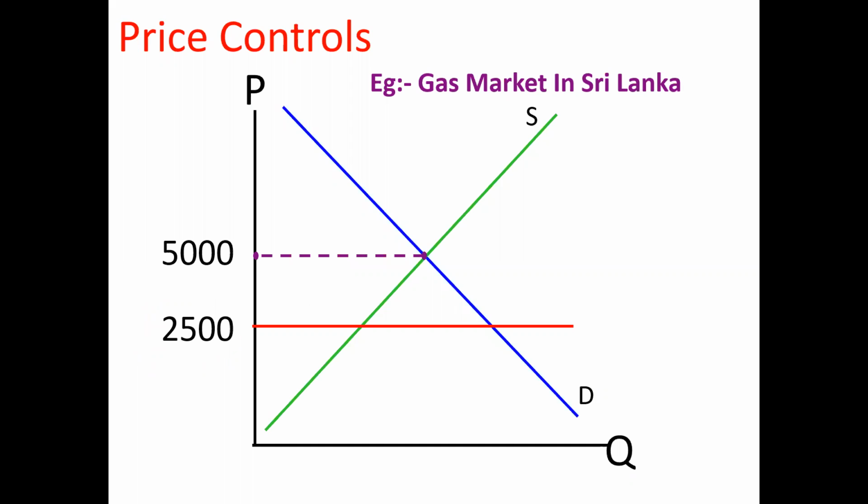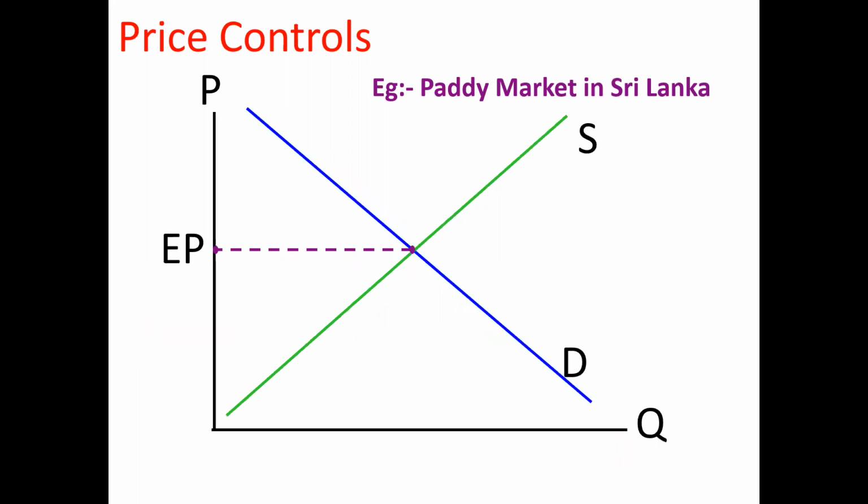Okay, look at this market. This is opposite like gas than gas market. Paddy market. What are the suppliers in paddy market? Farmers. Farmers supply paddy. See, in our country, there are roughly 1 million farmers. I'm talking paddy farmers. There are 1 million paddy farmers in Sri Lanka.